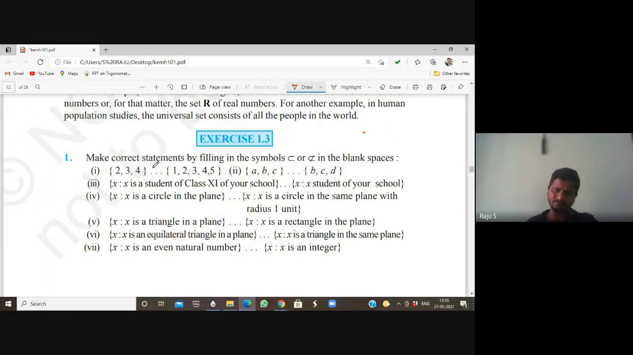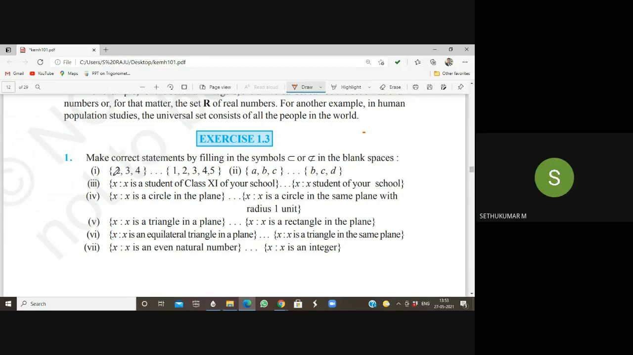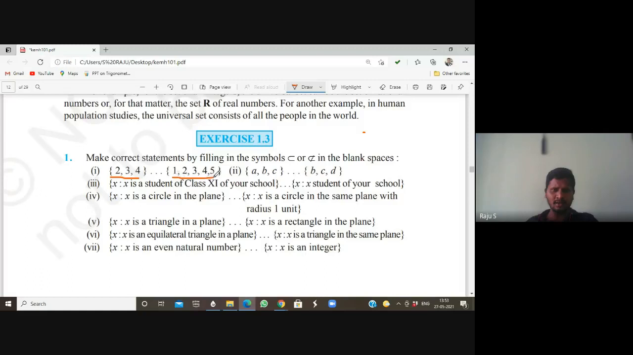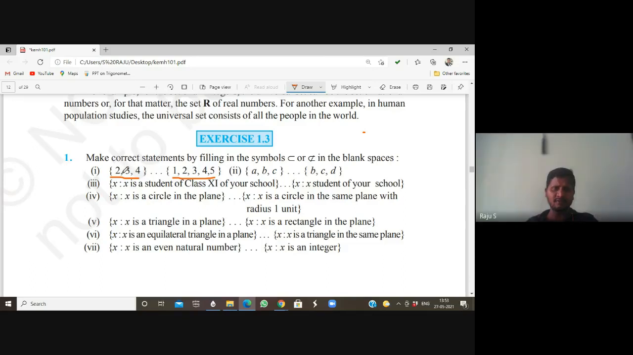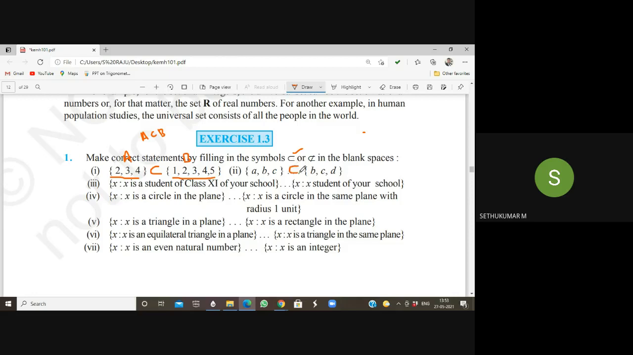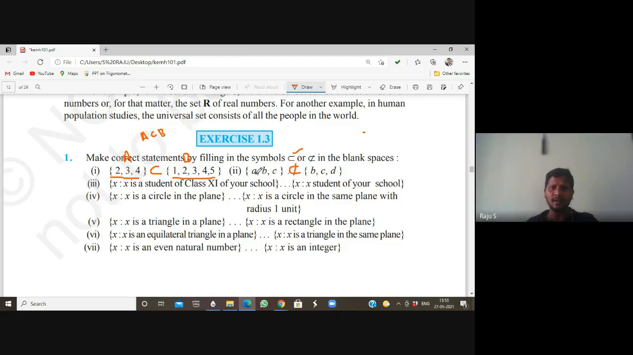Sir, subset. This is one set. This is another set. Is the first set a subset of the second set or not? Yes, sir. Is every element of this set an element of this set or not? Yes, clearly. So the symbol is subset. If we take this as A, this as B, clearly A is a subset of B. Right. Next, what about this? Not a subset, very good, because here A is an element of the first set, but A does not belong to the second set.